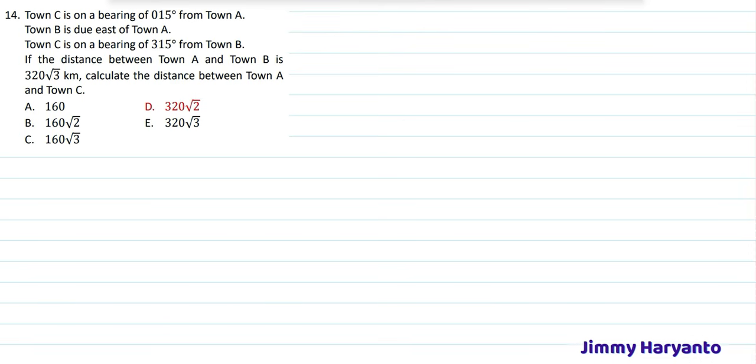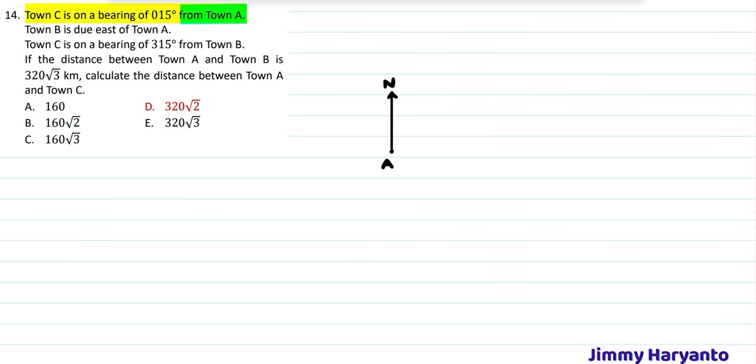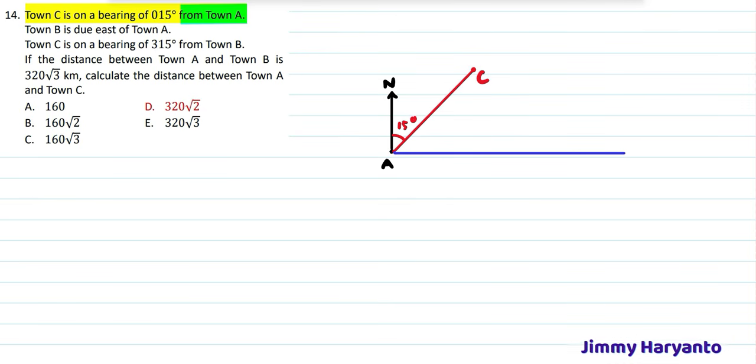Okay, next is another bearing. We have to start from here. It says from town A. That means we draw the point A first. This one is point A and also the north, and then we measure 15 degrees. 15 degrees this big, that means this one is 15 degrees and this one is town C. Next is B. Town B is due east of town A. So town B will be somewhere on this line, maybe right here or maybe right here, we don't know yet. Then next, town C is on bearing 315 from town B.